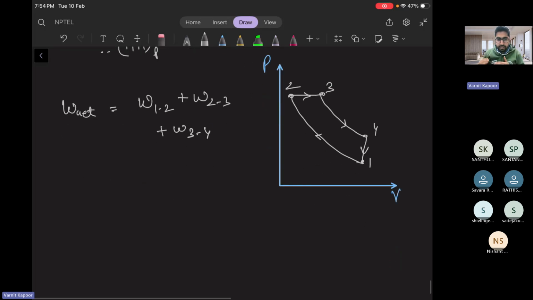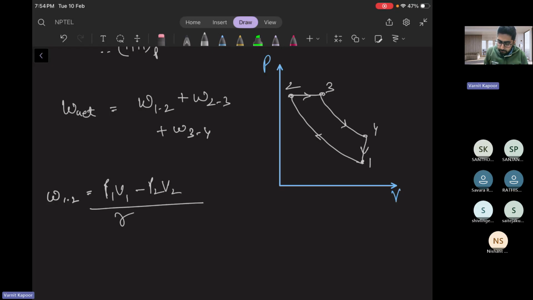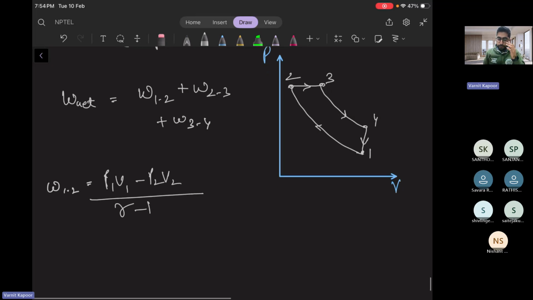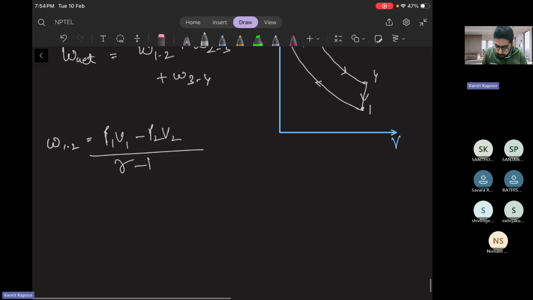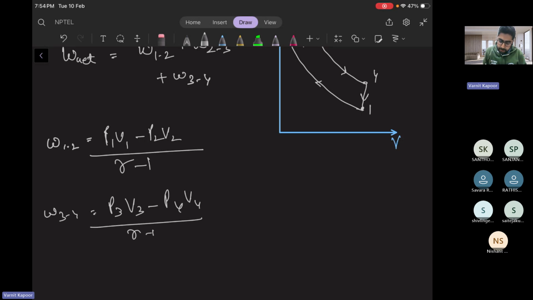So 1 to 2 is the isentropic process. What is the formula for the isentropic work done in thermodynamics? It is (P1 V1 minus P2 V2) upon (gamma minus 1). So work done 1 to 2 is (P1 V1 minus P2 V2) over (gamma minus 1). What is work done 3 to 4? Again, it's an isentropic process. Work done 3 to 4 will be (higher pressure P3 V3 minus lower pressure P4 V4) by (gamma minus 1).